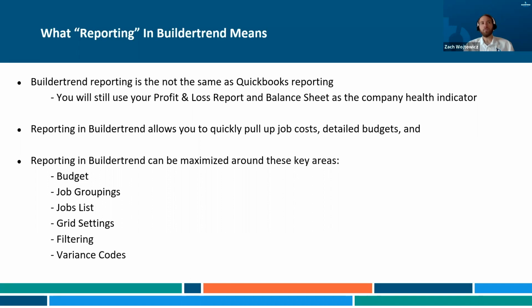With these variance codes, think of it as a flag. You get a bill and you know that that bill is over, but you don't want to forget about it down the project. By applying a variance code to it, it will actually flag it in the budget and move the costs into the variance column.